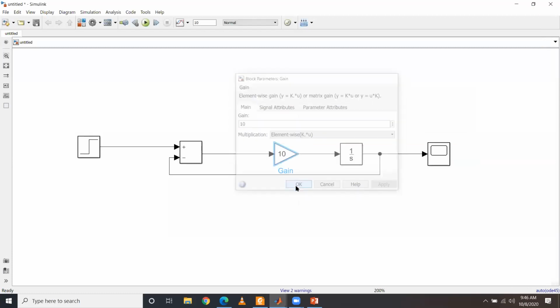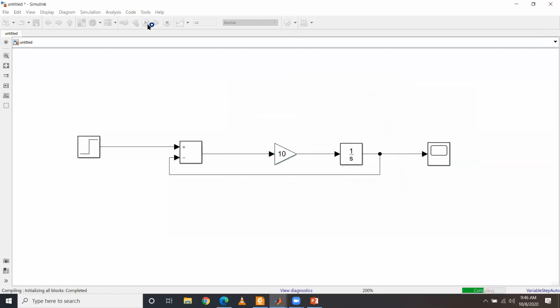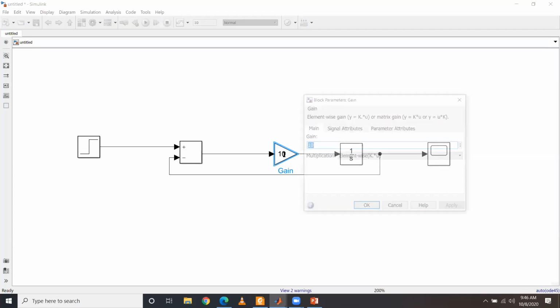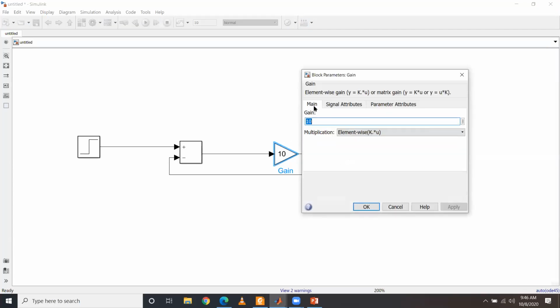So if you make it 10, then run. If you take a look at the scope, did I do it opposite? Yes, sir. Because it's not actually RC, this is 1 by RC. This gain block is actually 1 by RC, right? Yes, sir. So if you increase 1 by RC, that means we are decreasing RC, right? So, 0.1. Yeah, so in this case, RC is 0.1.